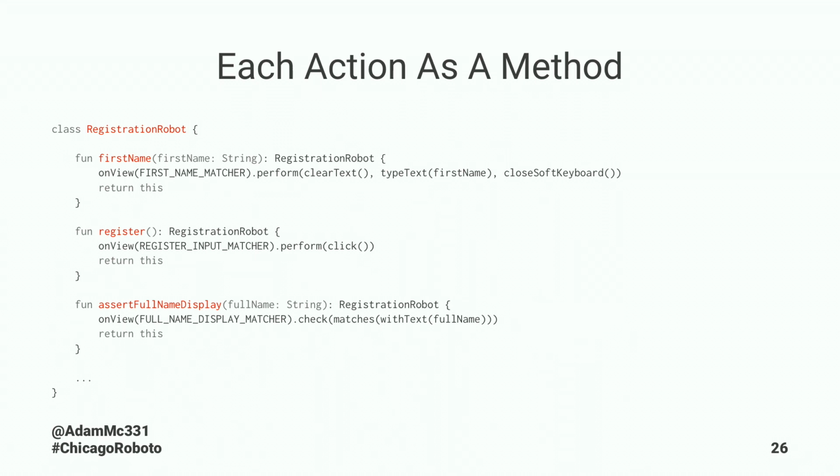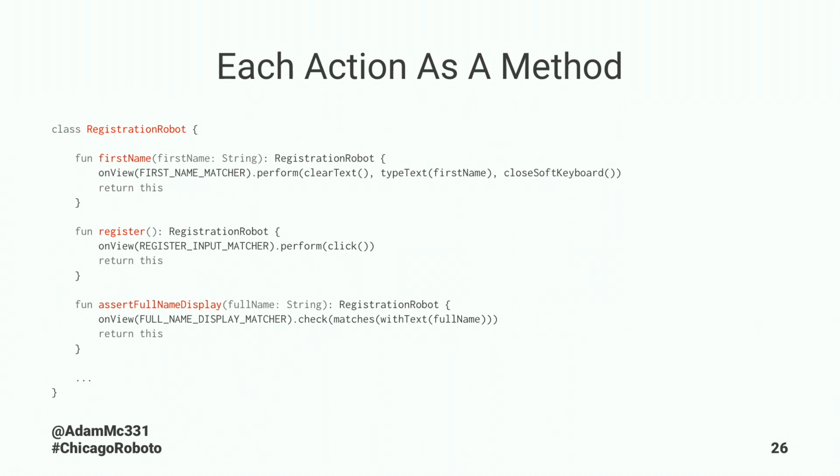And then our register one works the same way. There's no parameters here because I just want to click a button. So I find that button, and I perform the click action. And then assertion is similar. I take in the text that I'm expecting to see. And so I find that view that matches my full name conditions, and check that it matches the text of whatever full name I passed in.